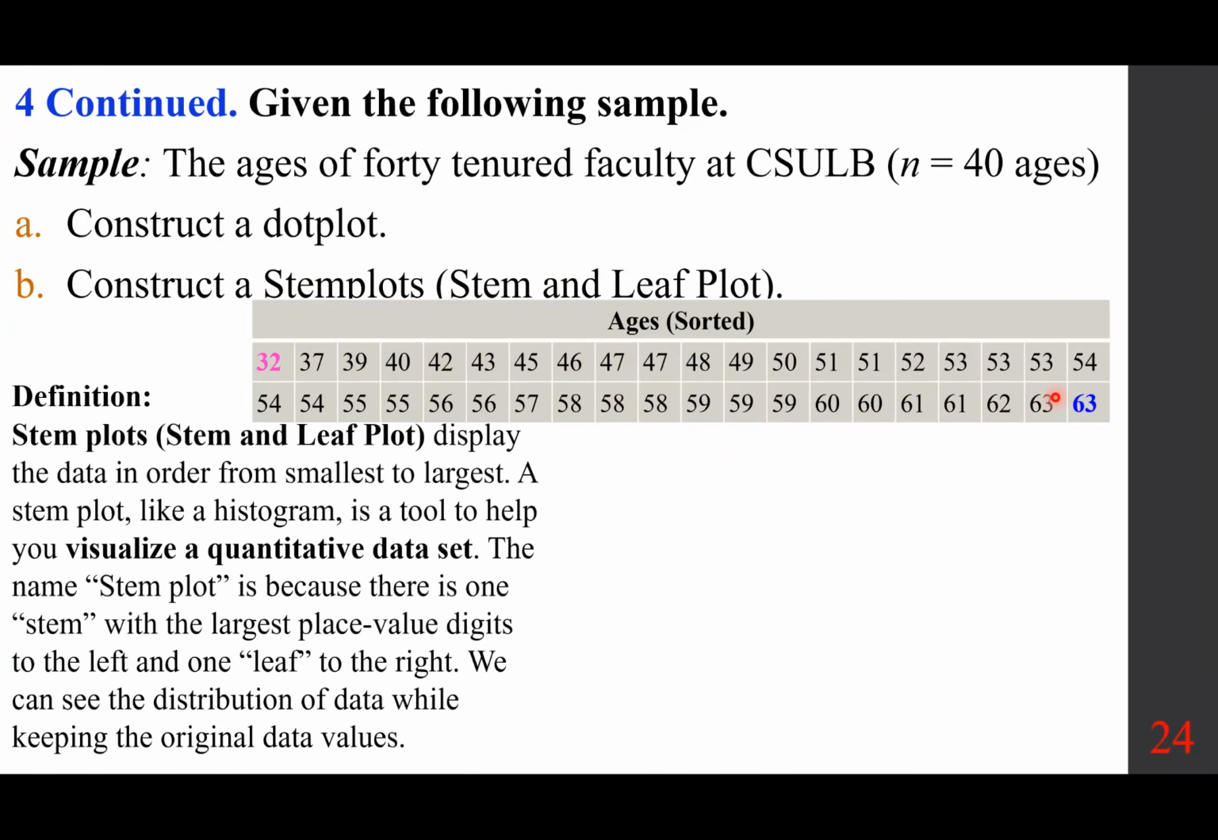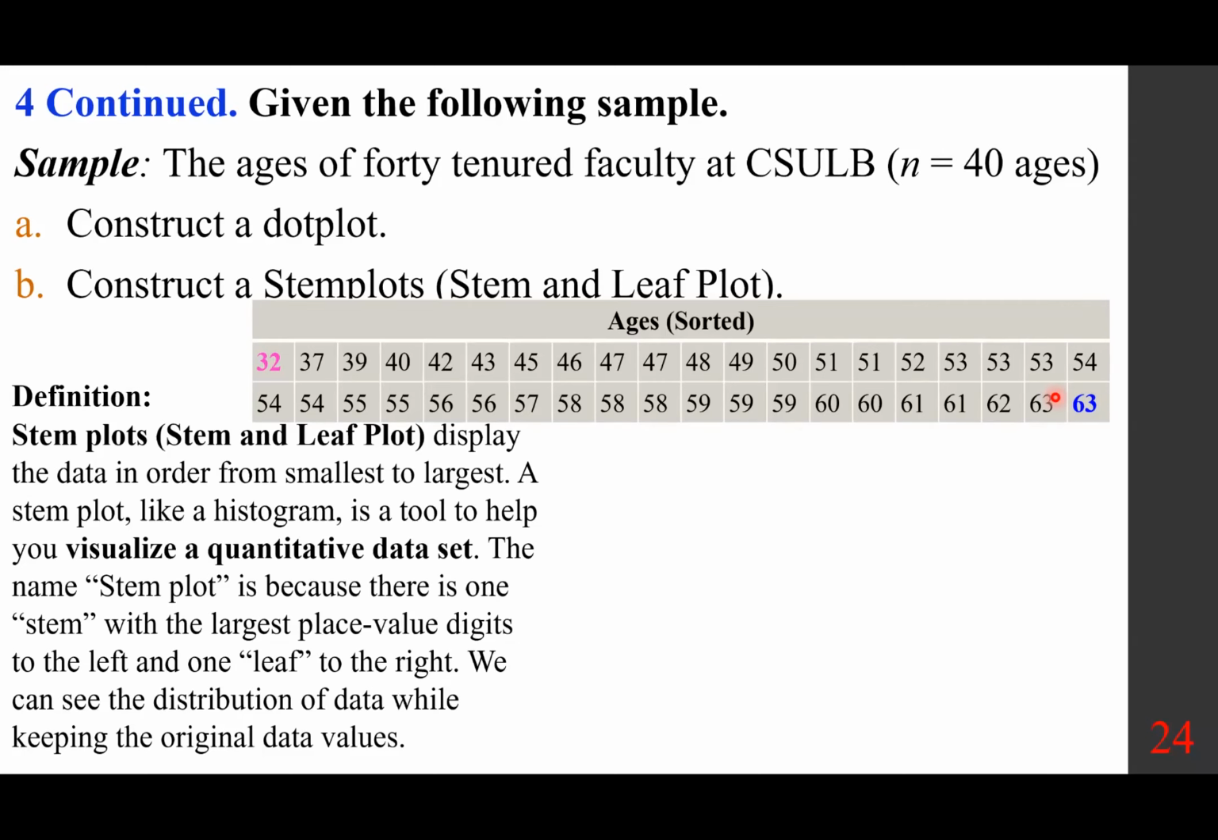Could somebody read this definition for us, please? I can, Professor, if you want me to. Sure, please. Okay. Stem plots, or stem and leaf plots, display the data in order from smallest to largest. A stem plot, like a histogram, is a tool to help you visualize a quantitative data set. The name stem plot is because there is one stem with the largest place value digits to the left, and one leaf to the right. We can see the distribution of data while keeping the original data values. Excellent. So how do we do that?